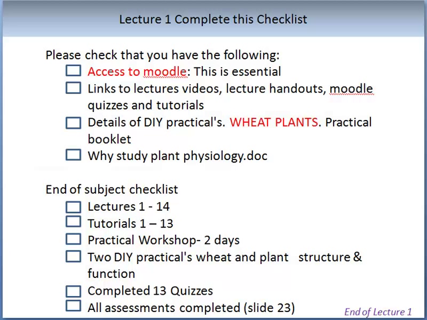Please ensure that you have details of the DIY practicals and that you are given your wheat plants. You will also be provided with a practical booklet. And finally, the Why Study Plant Physiology document outlines how this subject will be taught, the assessment and assessment criteria, and further details of these assessments.